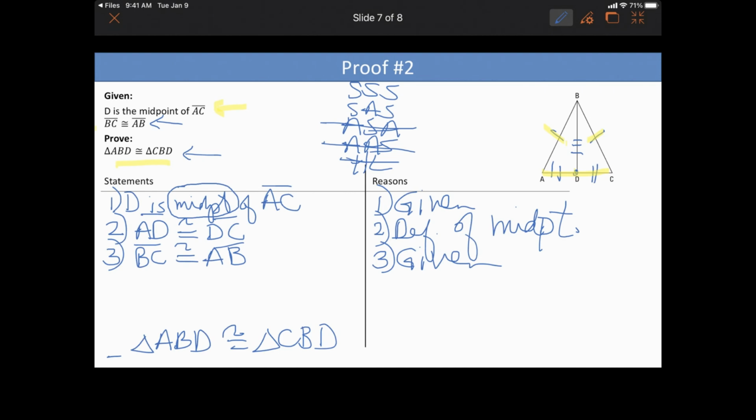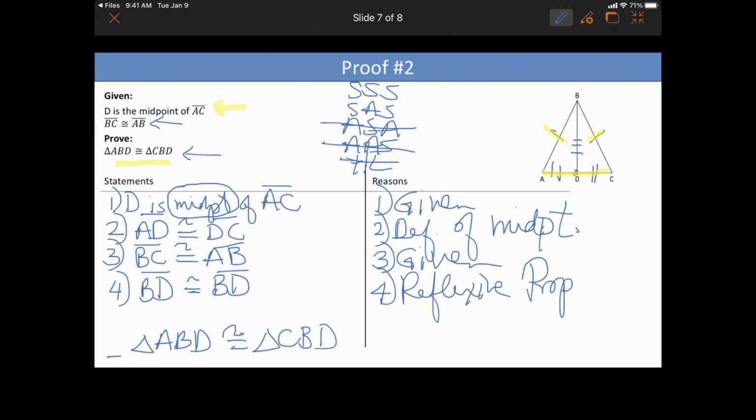I know that that side is congruent to itself, right? And what's that reason? Reflexive. Reflexive property of congruence. Okay, and then what do we have? Three sides. So that's going to be side, side, side.